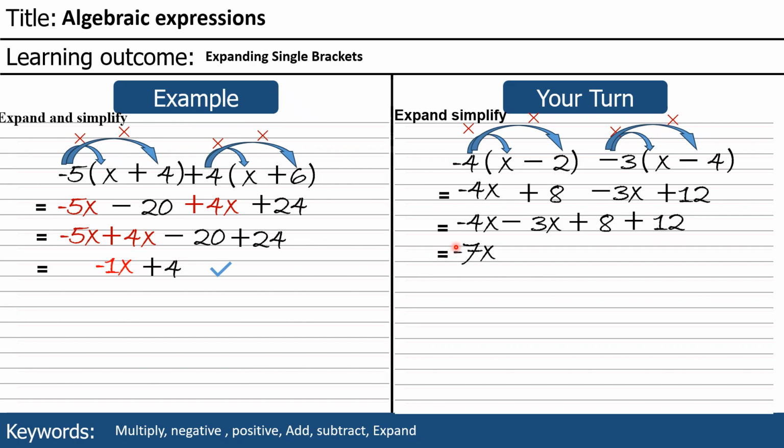So negative 4x take away 3x will give you a negative 7x, and then your 8 add your 12 will give you 20. So remember, this cannot be simplified any further.